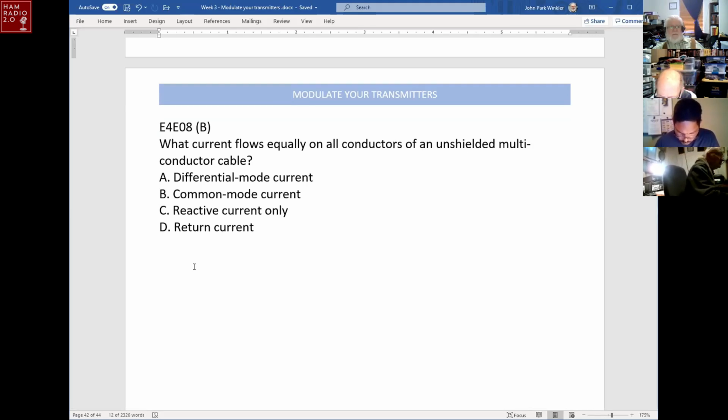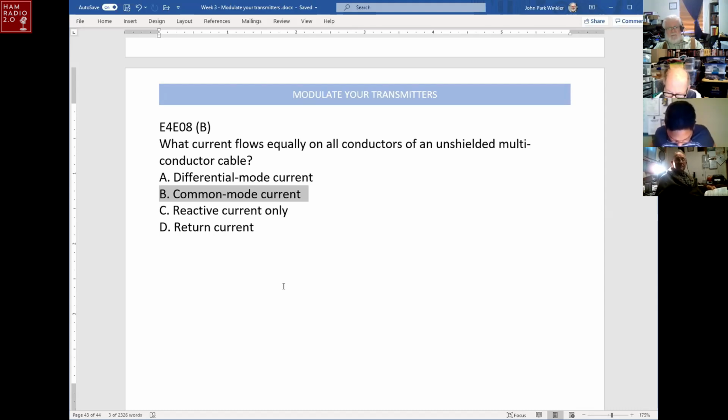This is E4E08. What current flows equally on all conductors of an unshielded multi-conductor cable? N0FYE and I have had some extensive conversations about common mode current, which is the answer to this question. I don't know what differential mode current is. Reactive current only is not the answer. Return current is not the answer. Common mode current is.